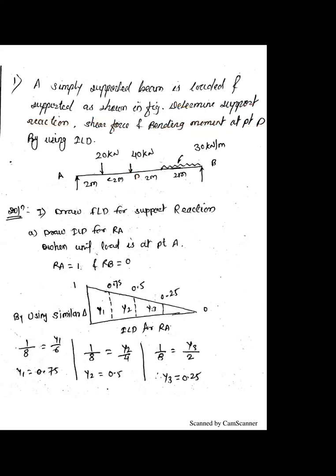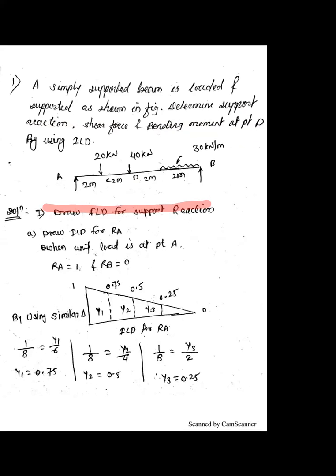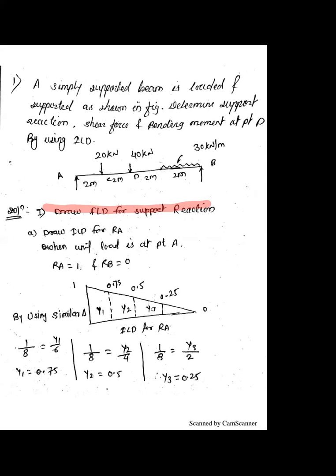Before that, listen carefully, observe carefully. It is easy topic. Step number 1, draw ILD or calculate support reaction. There are 2 support reactions. First one is RA, and second RB. So first we take RA, ILD for RA.